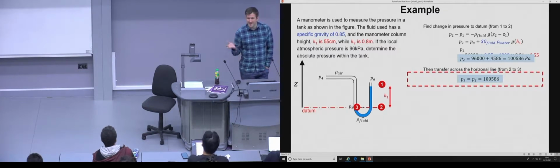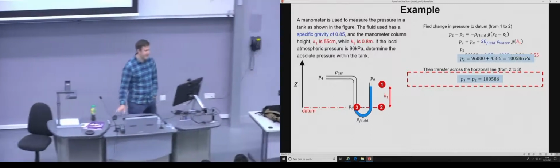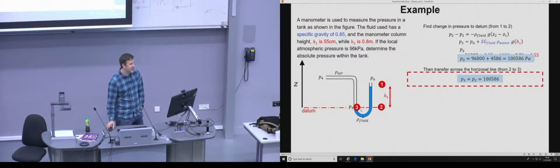Pressure 3 is the same, right? So once you have pressure 2, you know that if you're not moving in a vertical direction, we can say that pressure 3 is the same. It's at the same vertical height, so pressure 3 and pressure 2 must be identical.